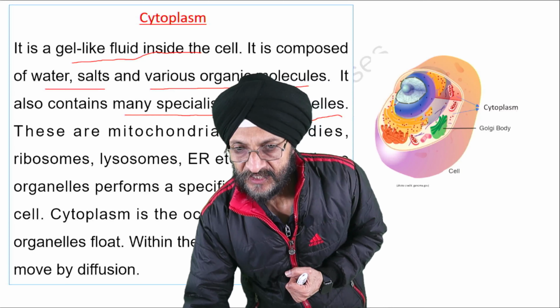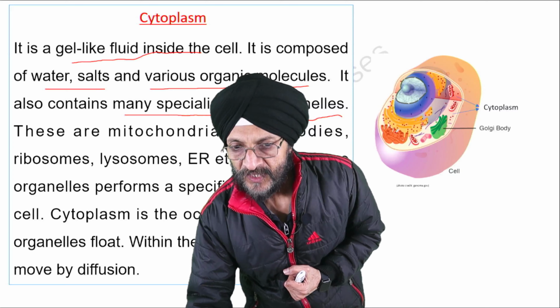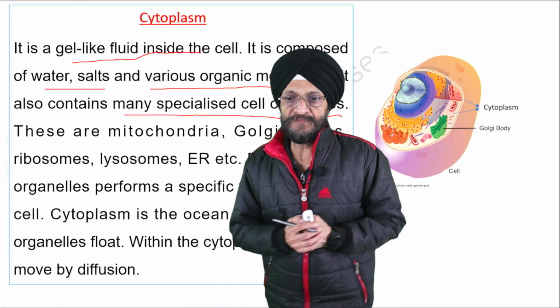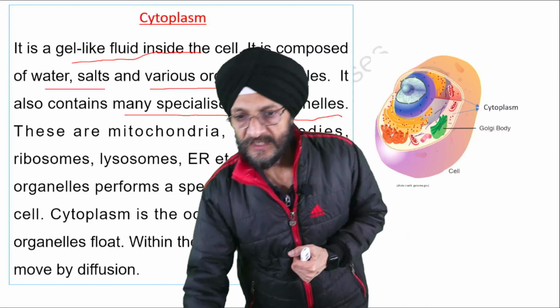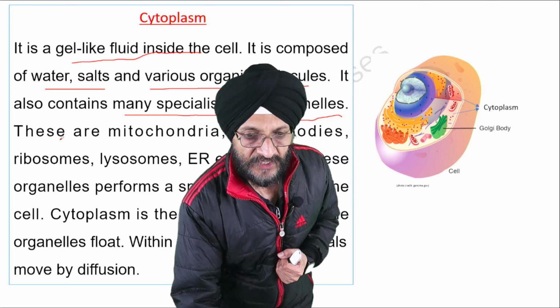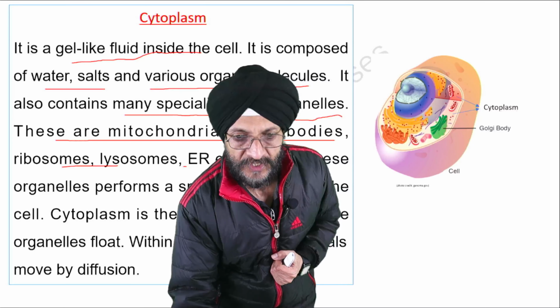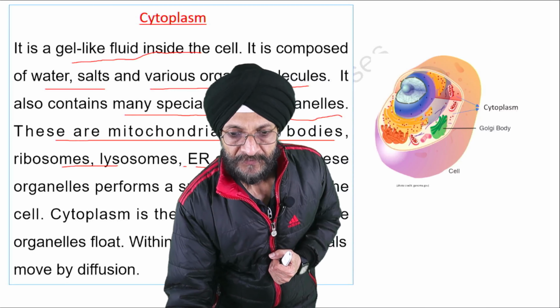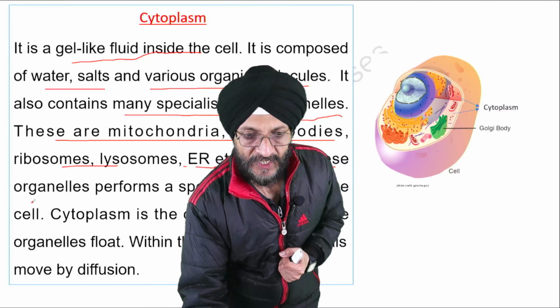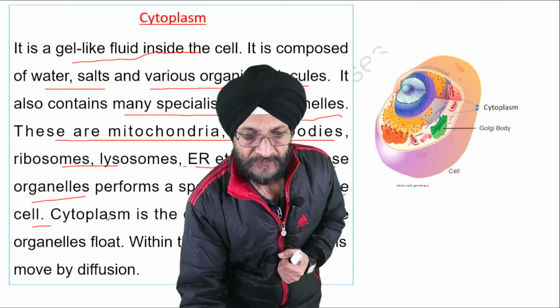You can see here that this is the nucleus, this is the mitochondria, this is the Golgi body, these are the endoplasmic reticulum. There also lie ribosomes and lysosomes. These are mitochondria, Golgi body, ribosomes, lysosomes, endoplasmic reticulum. Each of these organelles performs a specific function for the cell.